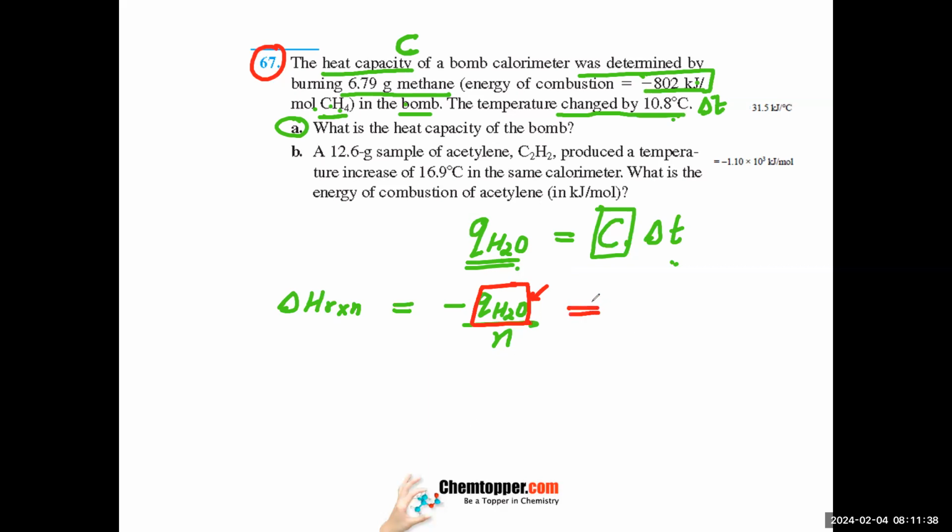So you rearrange this equation and you will see Q of the water is minus, this minus will go to the other side, delta H of the reaction times n. n will come in the numerator here. But do you know delta H of this reaction? Yes, it's given. Can you see it's given? But it is given for how many moles? That's the question. Calculate n. What's the n, children? n of methane.